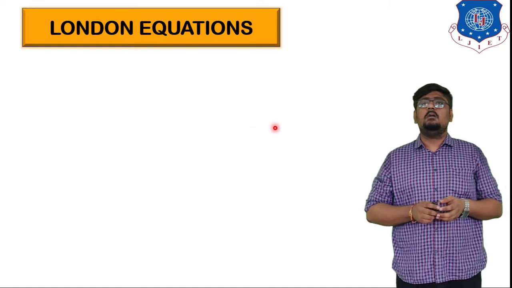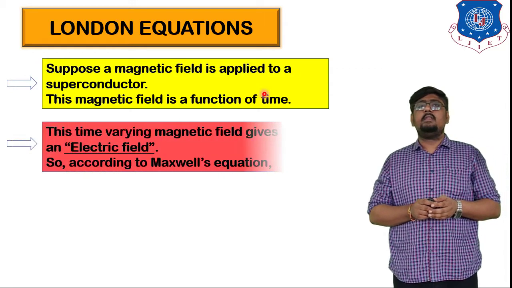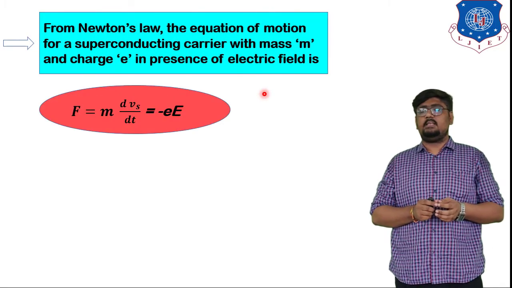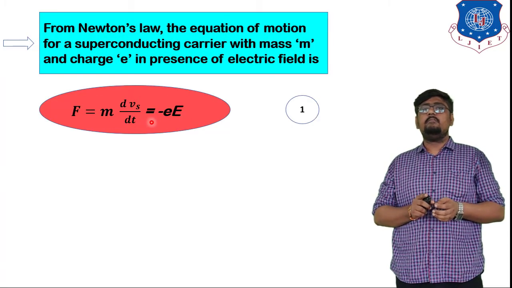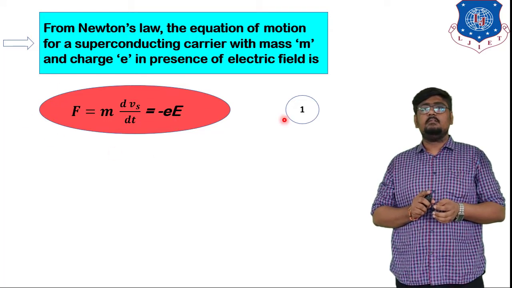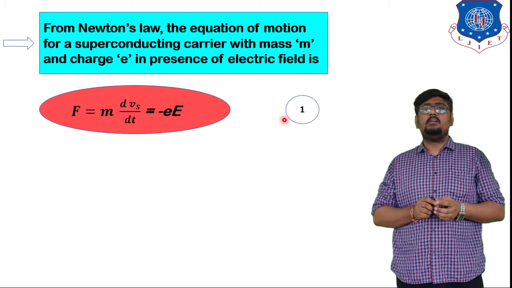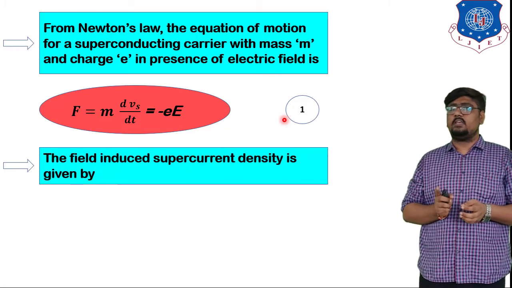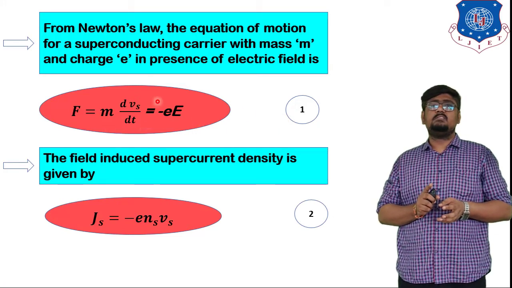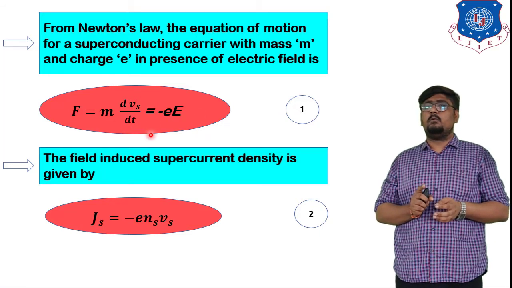So from Newton's law, the equation of motion for superconducting carriers with mass m and charge minus e in the presence of an electric field E is given as F equals m dVs by dt equals minus e times E, where Vs is the velocity of the superconducting carriers. Let us give this as equation 1. So F equals m dVs by dt equals minus e into E. That is equation number 1.